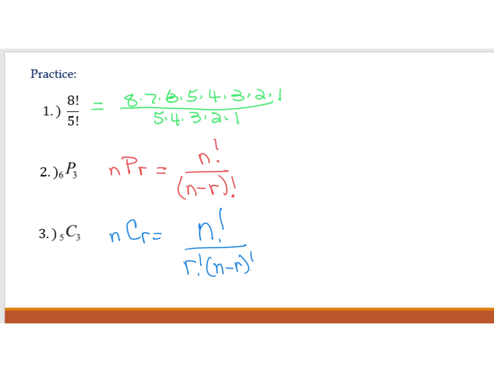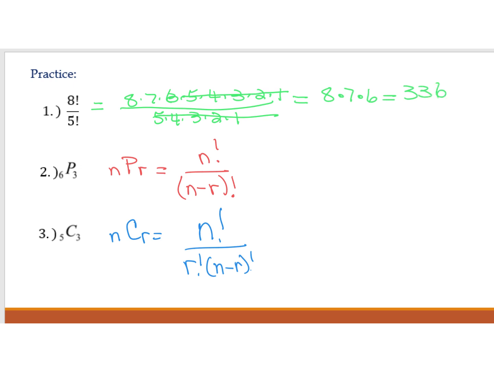At this point, I can cancel out anything that's in common top to bottom. That is the 5 times 4 times 3 times 2 times 1, which means this is going to be equal to 8 times 7 times 6 divided by 1, which is just 8 times 7 times 6. When I multiply those numbers together, that is going to equal 336.